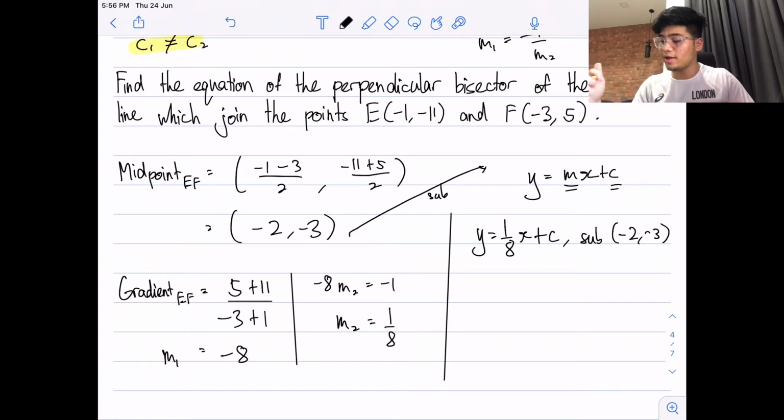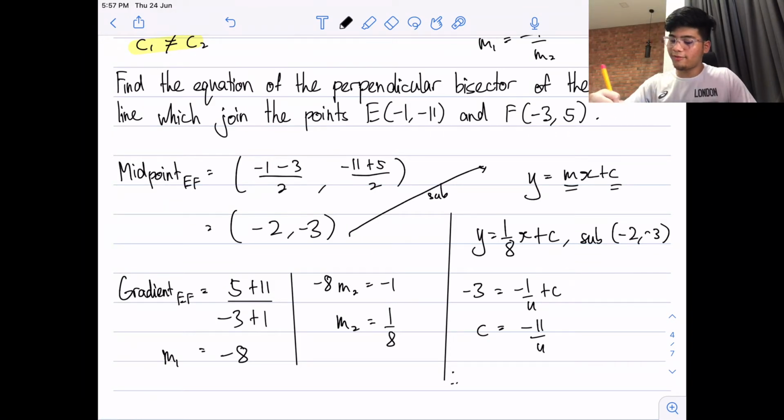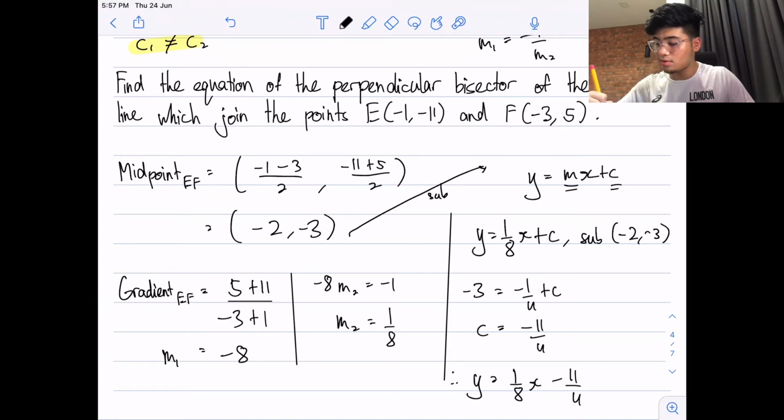So when I sub in the value, I'm going to get -3 equals -1 over 4 plus c, so that I can find the y-intercept. So -3 plus 1 over 4 is -11 over 4. Therefore, our perpendicular bisector equation is y equals 1 over 8 x minus 11 over 4.